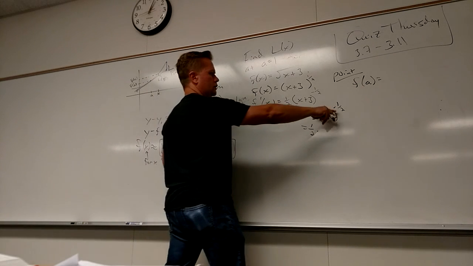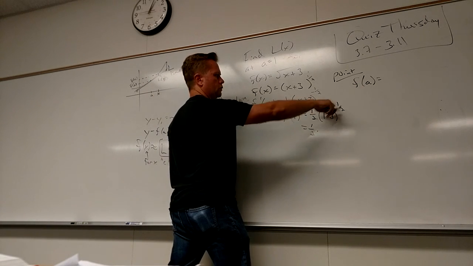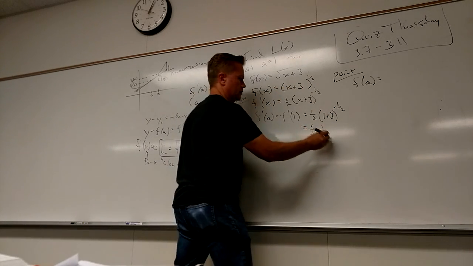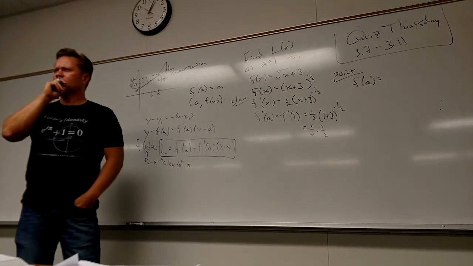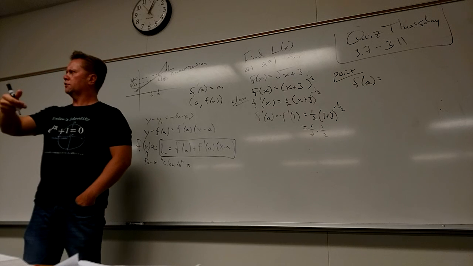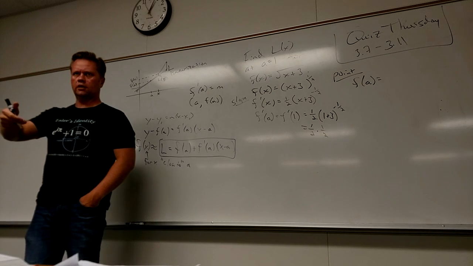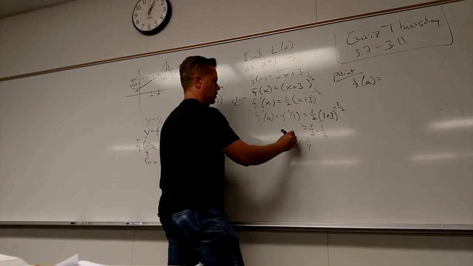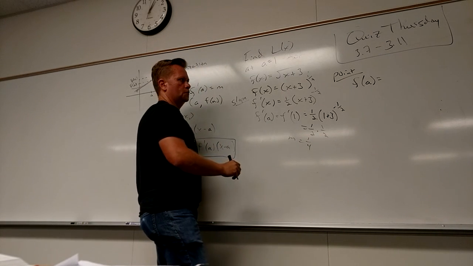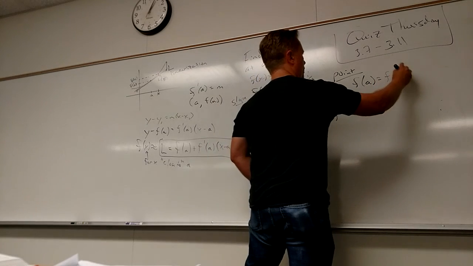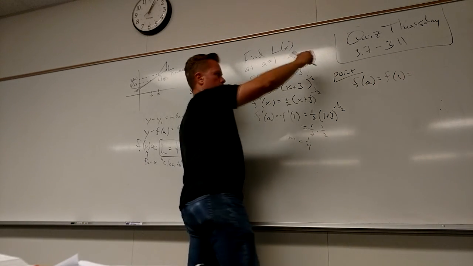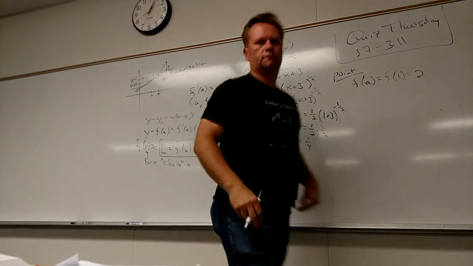So here, this is just 4. The square root of 4 is 2, the negative flips it, so it's 1/2. A negative 1/2 power means 1 over the square root of the thing. So I get the slope there is 1/4, that's m. And my f of a is f of 1, and of course f of 1 is just 2.